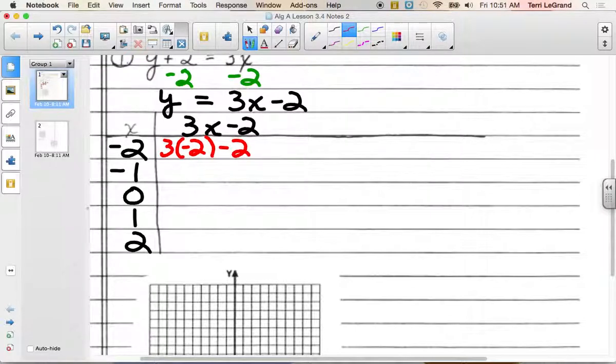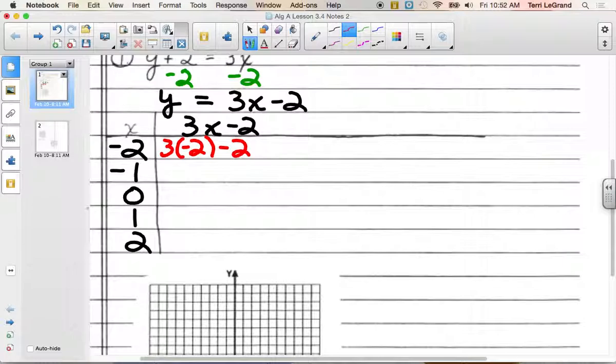Don't get ahead of me here. Some of you are not doing this properly. You're going straight maybe to your calculator and letting it do all the thinking. What do we do first in this 3 times negative 2 minus 2? What would be our first thing that we would do?